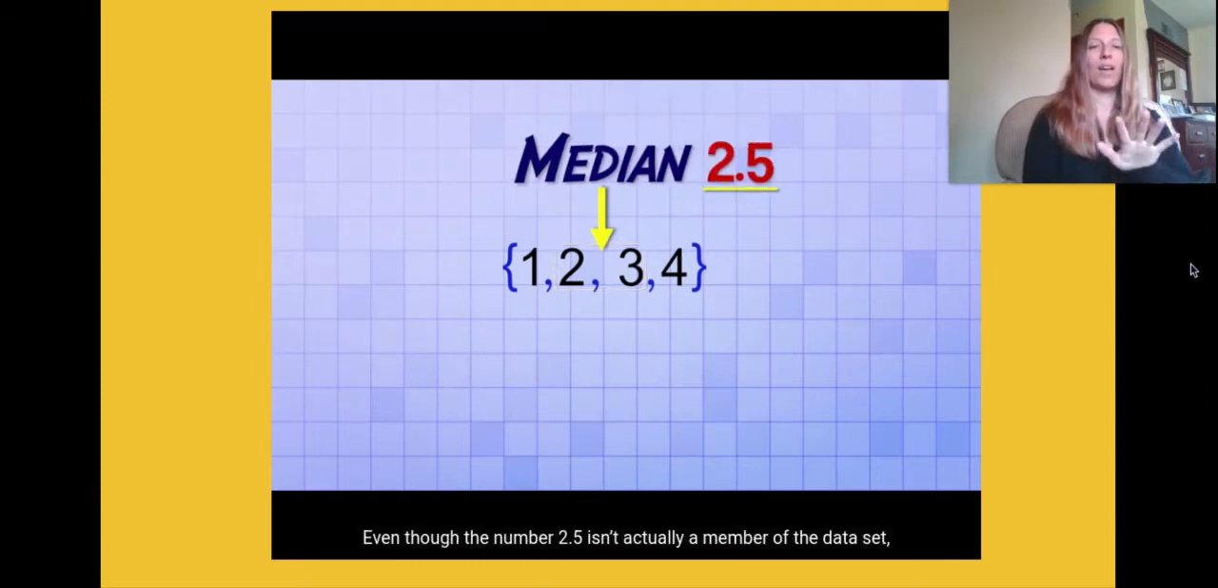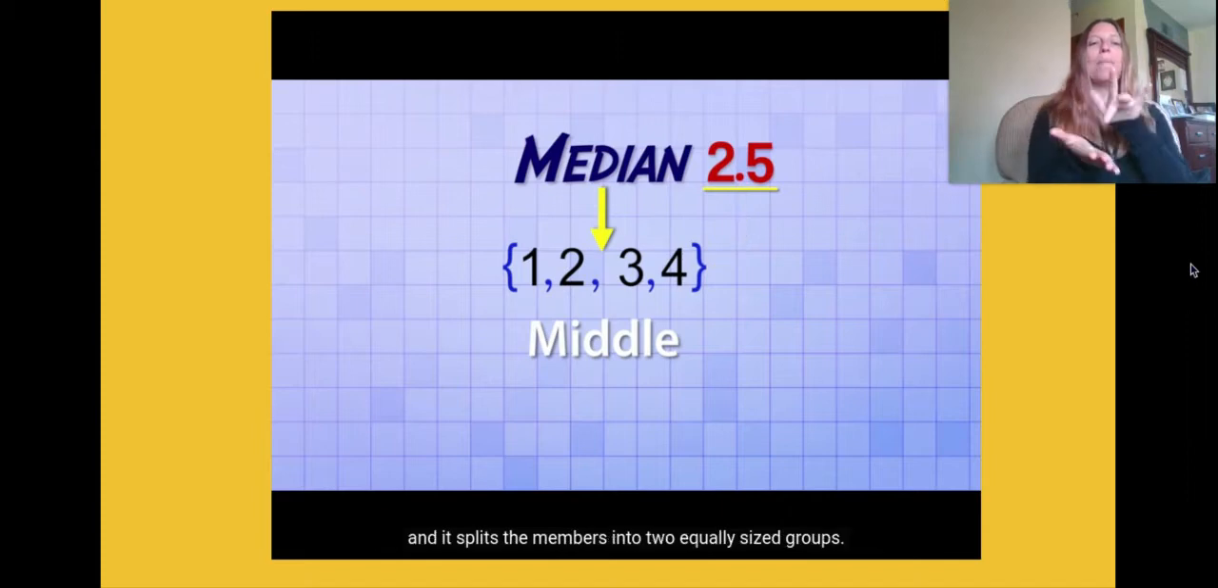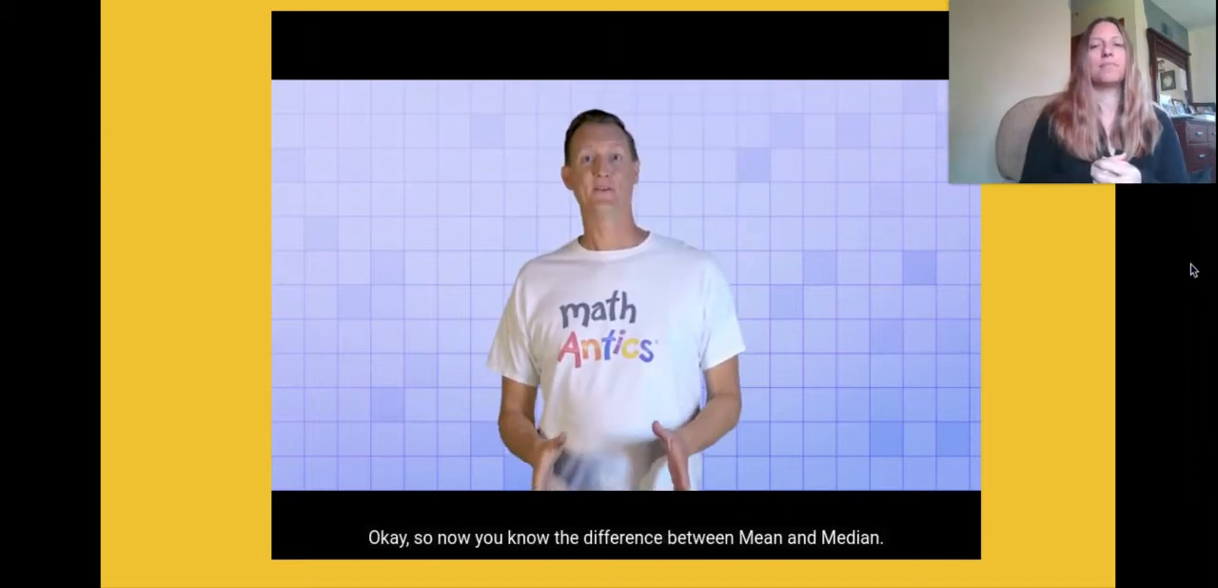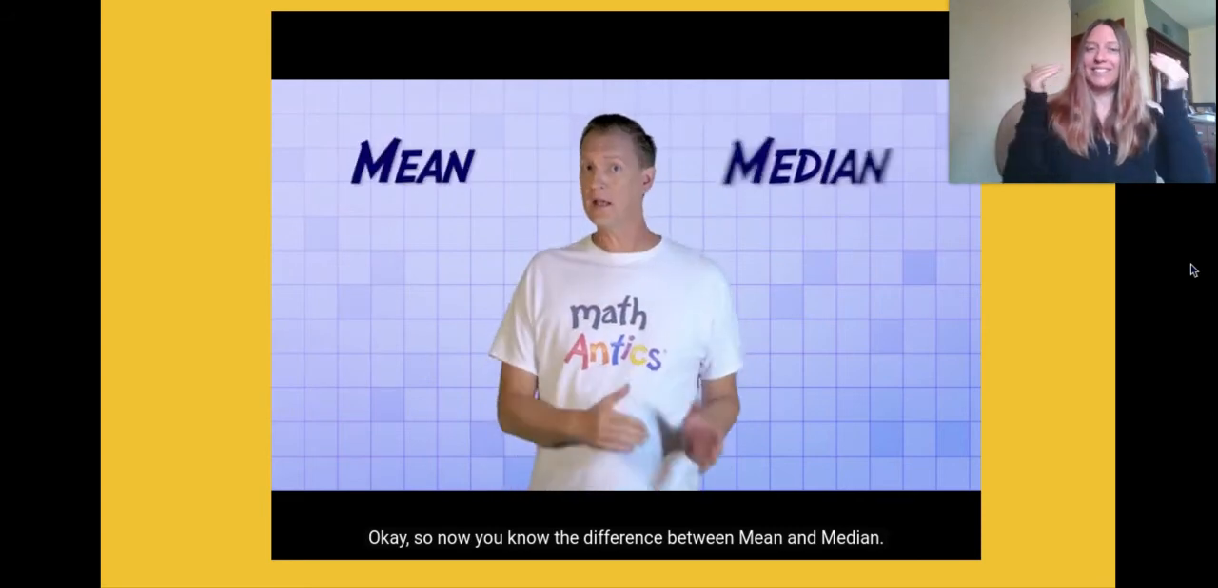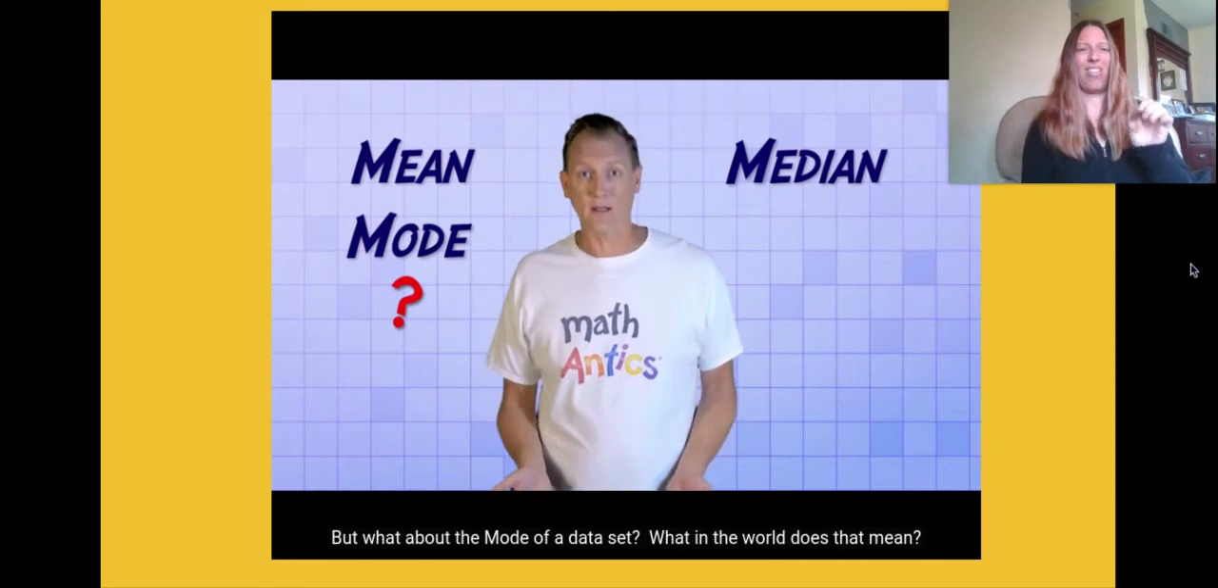Even though the number 2.5 isn't actually a member of the data set, it's the median because it represents the middle of the data set, and it splits the members into 2 equally sized groups. Okay, so now you know the difference between mean and median, but what about the mode of a data set? What in the world does that mean?